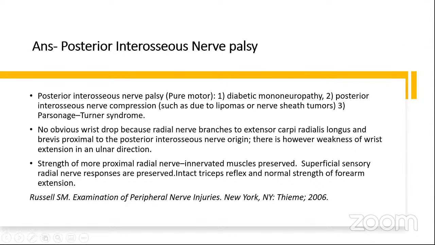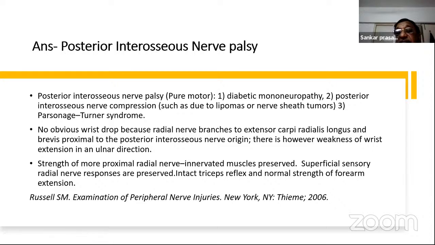Students, anything you want to say? Yeah. Any questions? Hello? Unmute. First unmute.